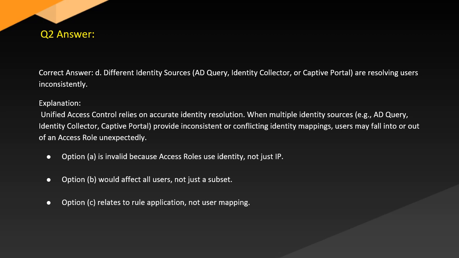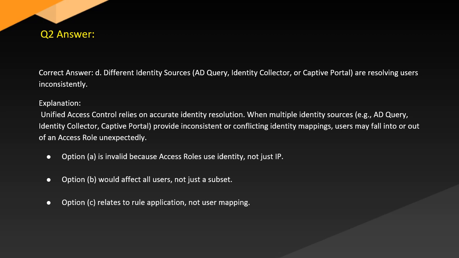Answer. Correct answer: D. Different identity sources, such as Identity Collector or Captive Portal, are resolving users inconsistently. Explanation. Unified access control relies on accurate identity resolution. When multiple identity sources, for example Identity Collector and Captive Portal, provide inconsistent or conflicting identity mappings, users may fall into or out of an access role unexpectedly.